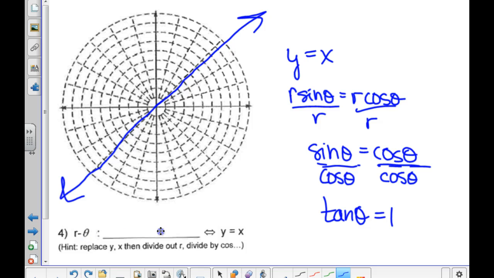Now, is there a way to type that in your polar graph? No, because there's not an R here, okay? But it would be where the tangent is equal to 1.